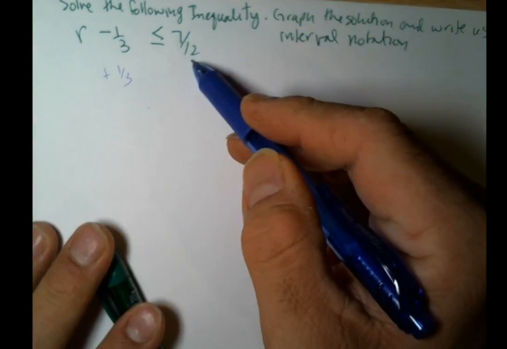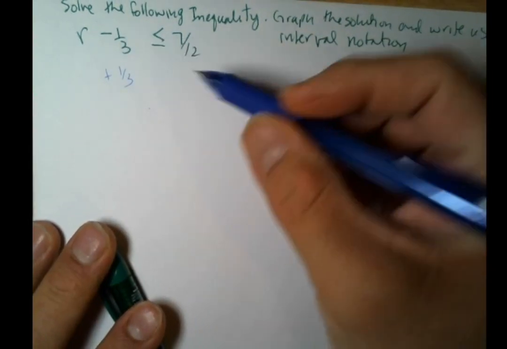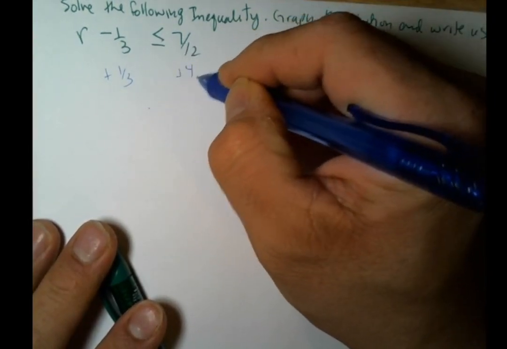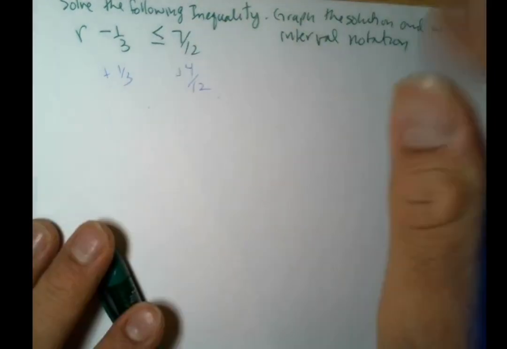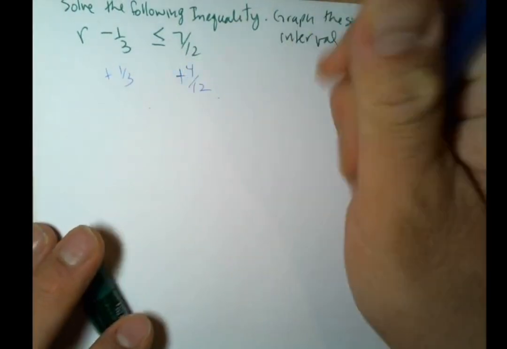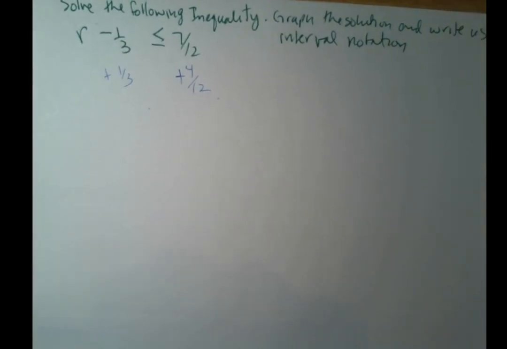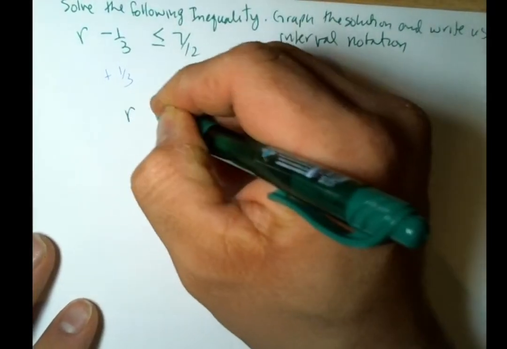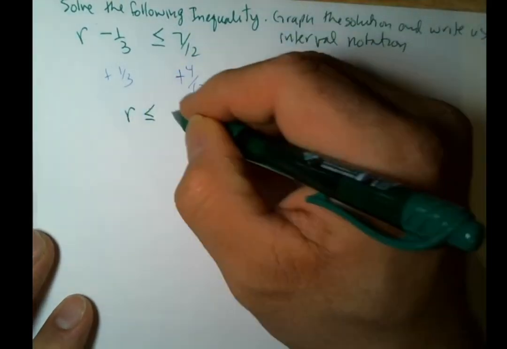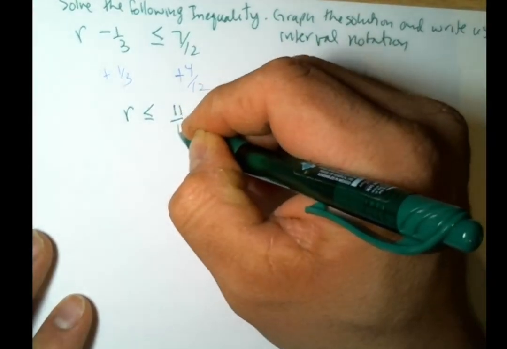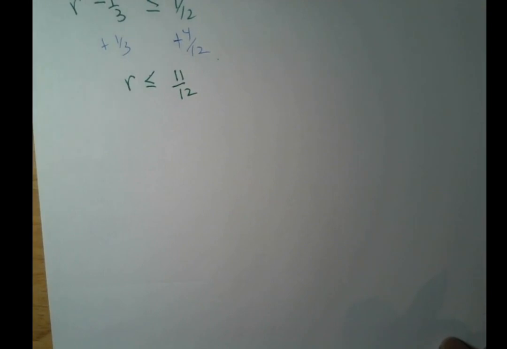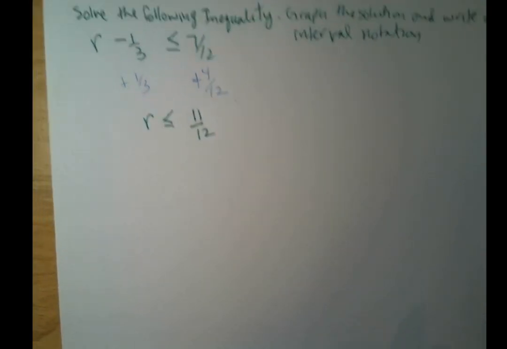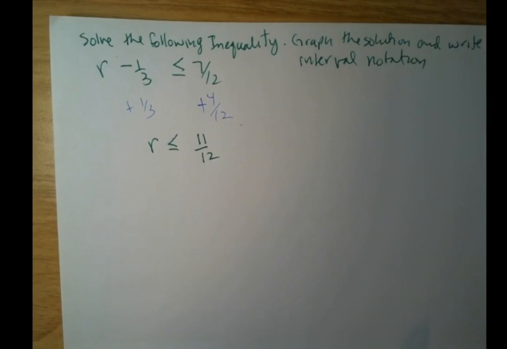Now here, 7/12, I'm going to rewrite 1/3 as 4/12, with common denominator 12, multiplied by 4 over 4. Just do that in one step. Right away we can see that r is less than or equal to 11 over 12. So we've solved the inequality.